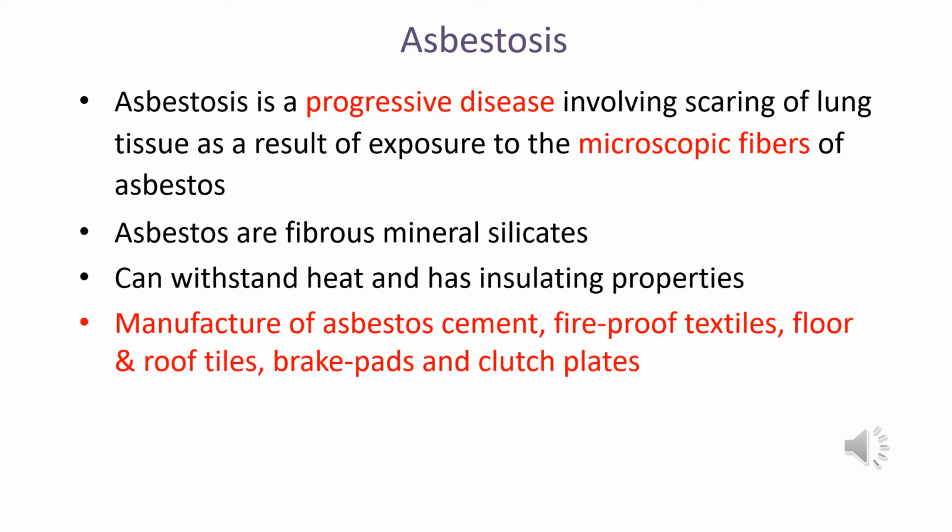The third example of pneumoconiosis is asbestosis. Asbestosis is also a progressive disease which involves scarring of lung tissue as a result of exposure to the microscopic fibers of asbestos. And asbestos are usually fibrous mineral silicates, which are encountered in certain occupations. Asbestos can withstand heat and has insulating properties. Usually asbestosis occurs in the occupations of asbestos cement manufacturing, fireproof textiles, floor and roof tiles, brake pads, and clutch plates.